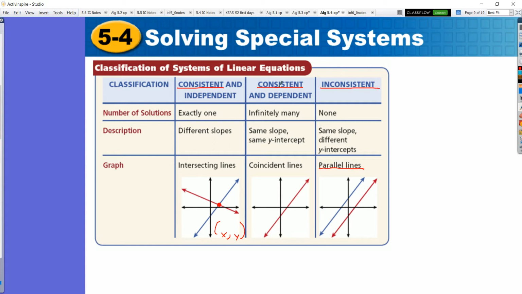The other one, you can have a consistent system that is the dependent group. This is one that has infinitely many solutions. They are the same line. Coincident lines are just the same line, one line only. So there are our three different groupings that we have: one solution, same line, or parallel lines.